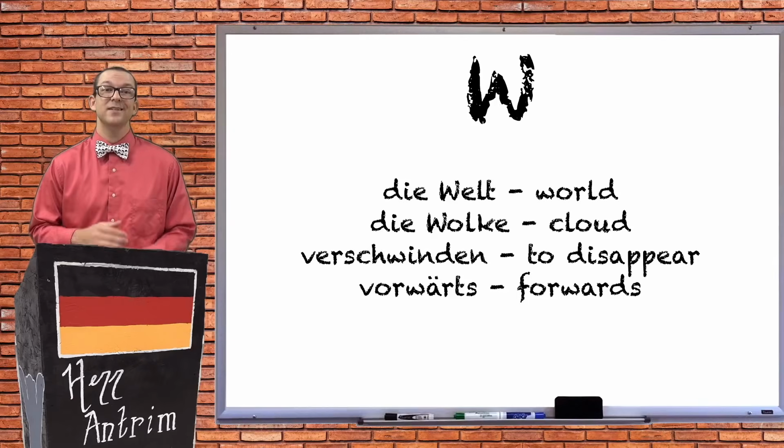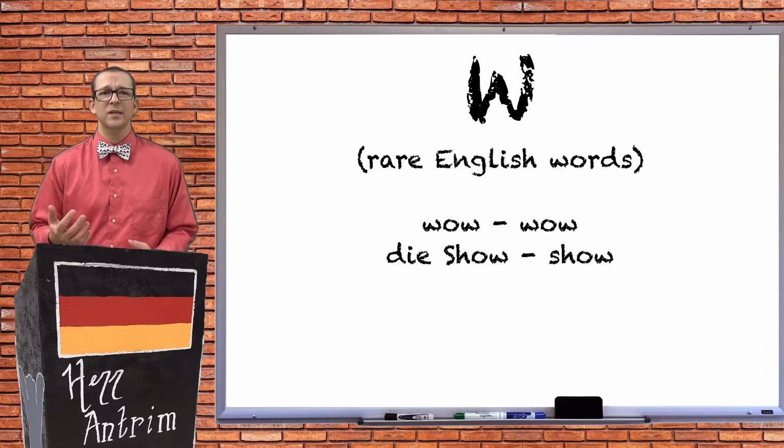W is easier because it is always pronounced as the English V sound, V. Nothing complicated about this letter at all, other than it doesn't sound like the English W. It's V. Welt, Wolke, verschwinden, vorwärts. In random English words involving a W, it's pronounced like the English W, but that's because they're just English words being used by Germans. Wow. Show.